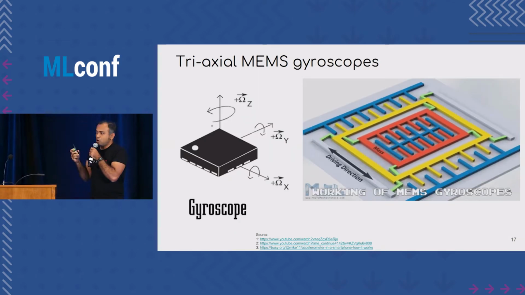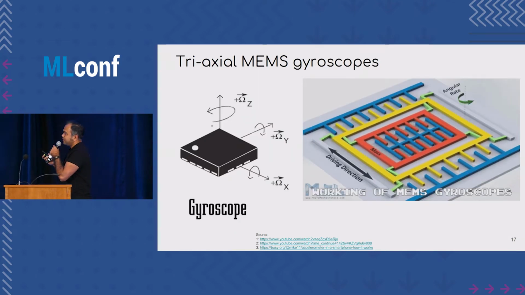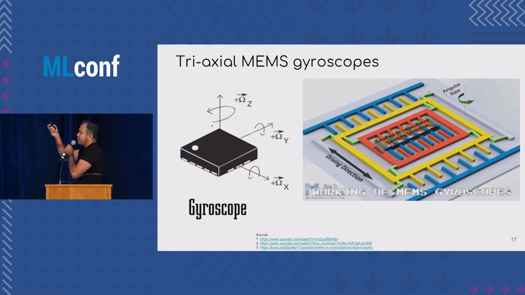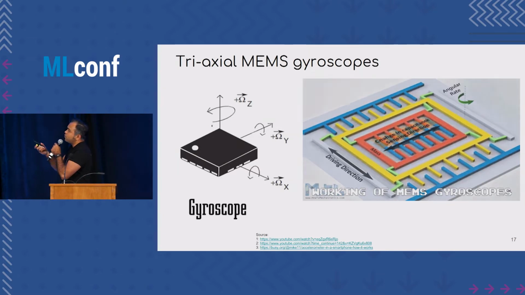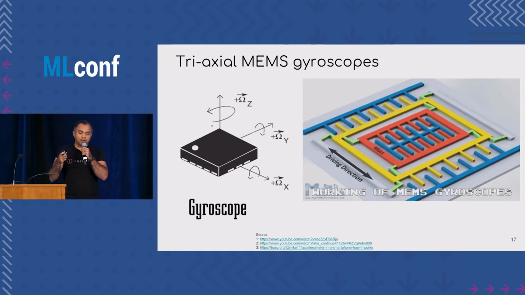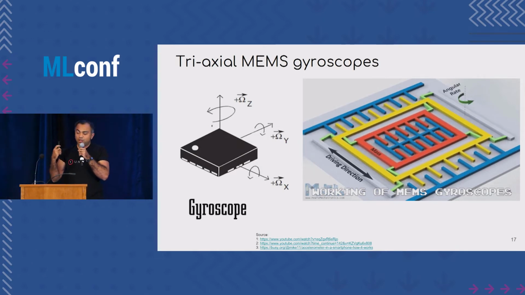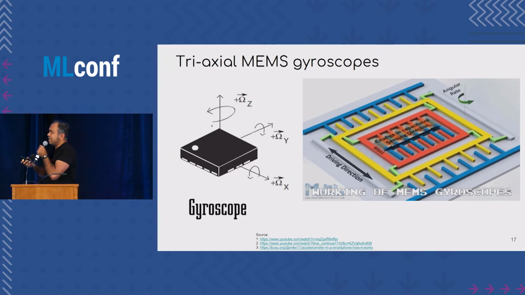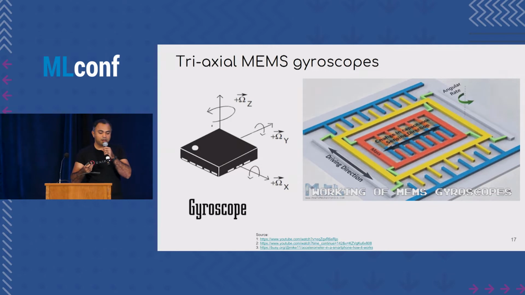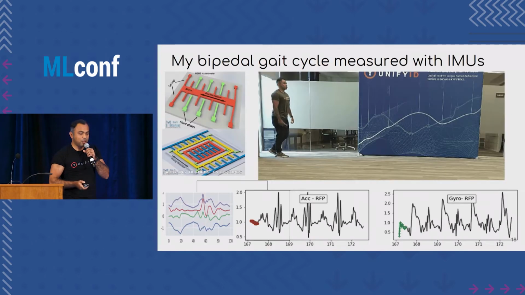The gyroscopes are not too dissimilar, except that you're measuring the imaginary Coriolis force. And the gyroscope basically gives you the angular rate on the 3 device axes, X, Y, and Z, which is popularly called roll, pitch, and yaw.